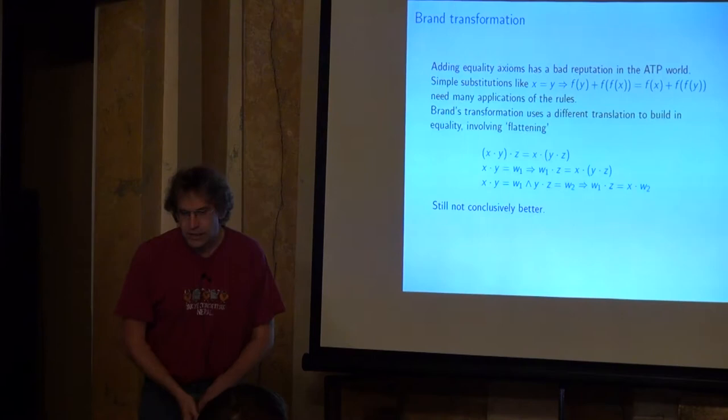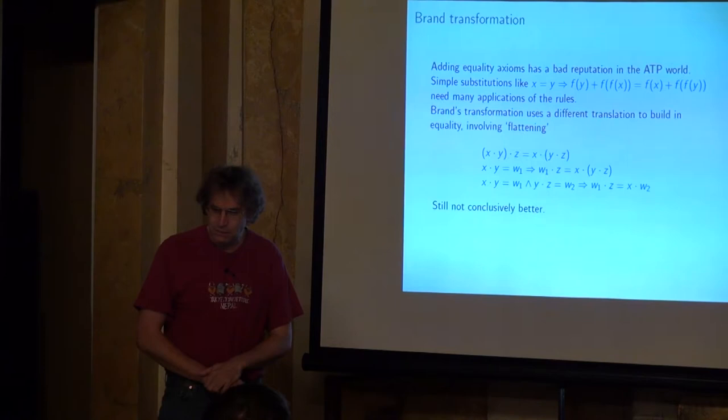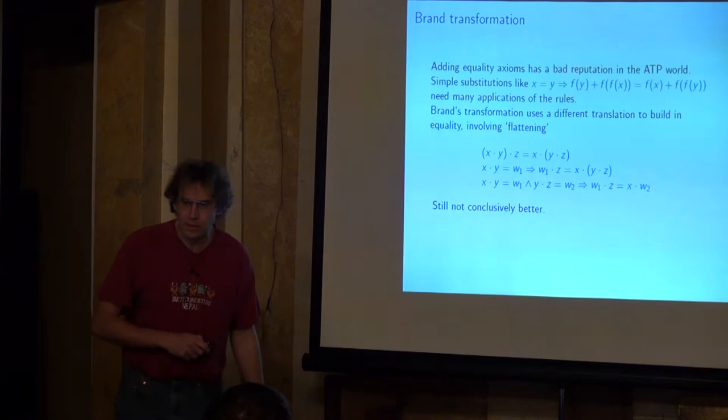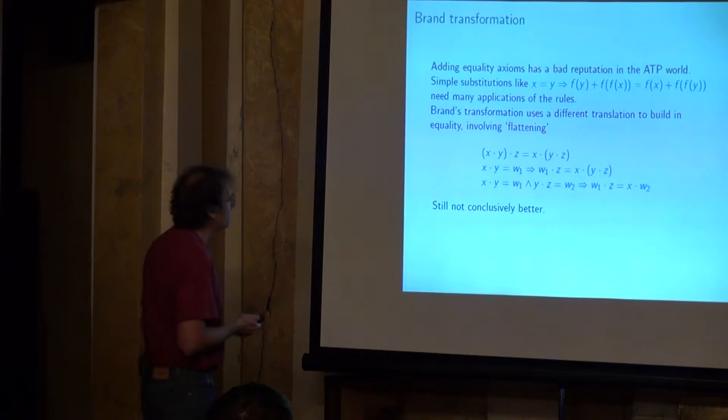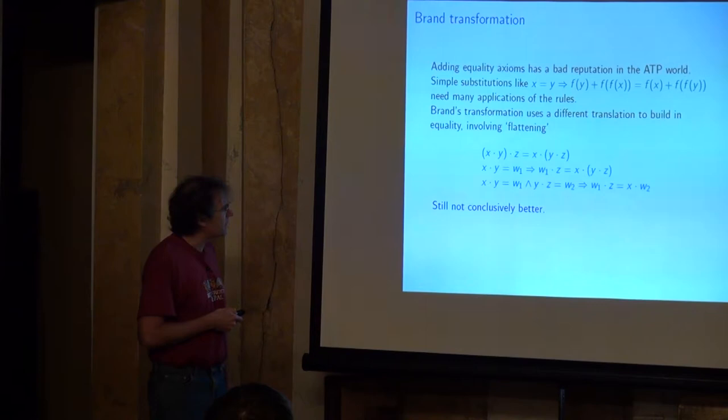But this kind of has a somewhat bad reputation because most first-order provers don't do a great job when given these extra axioms. Another approach is to use something like Brand's transformation. So what Brand's transformation does is essentially use a kind of flattening transformation.